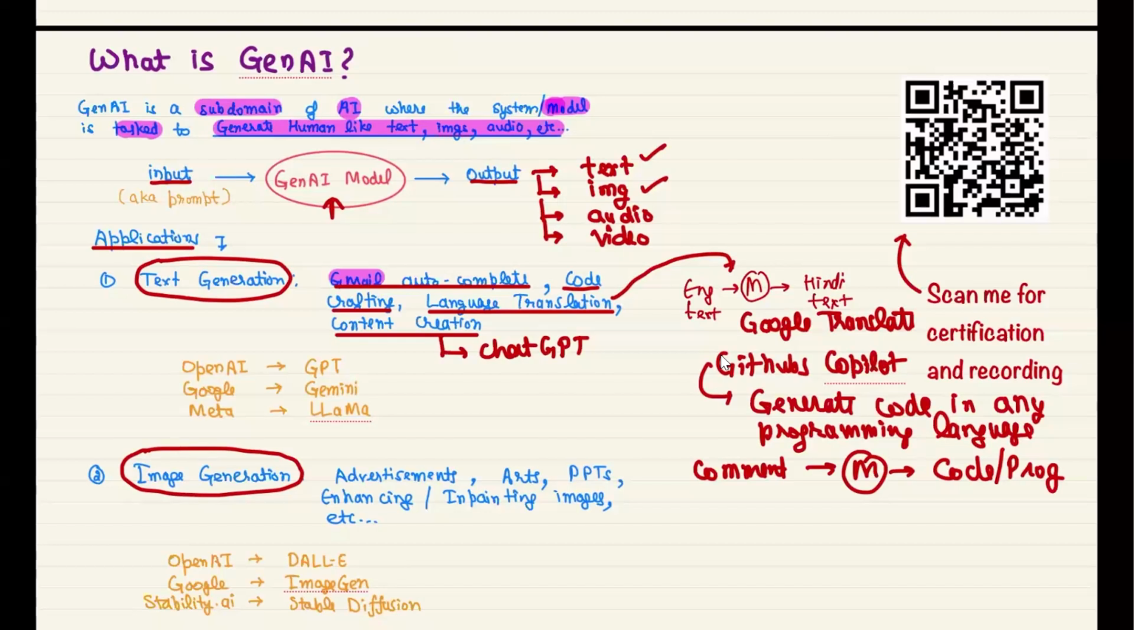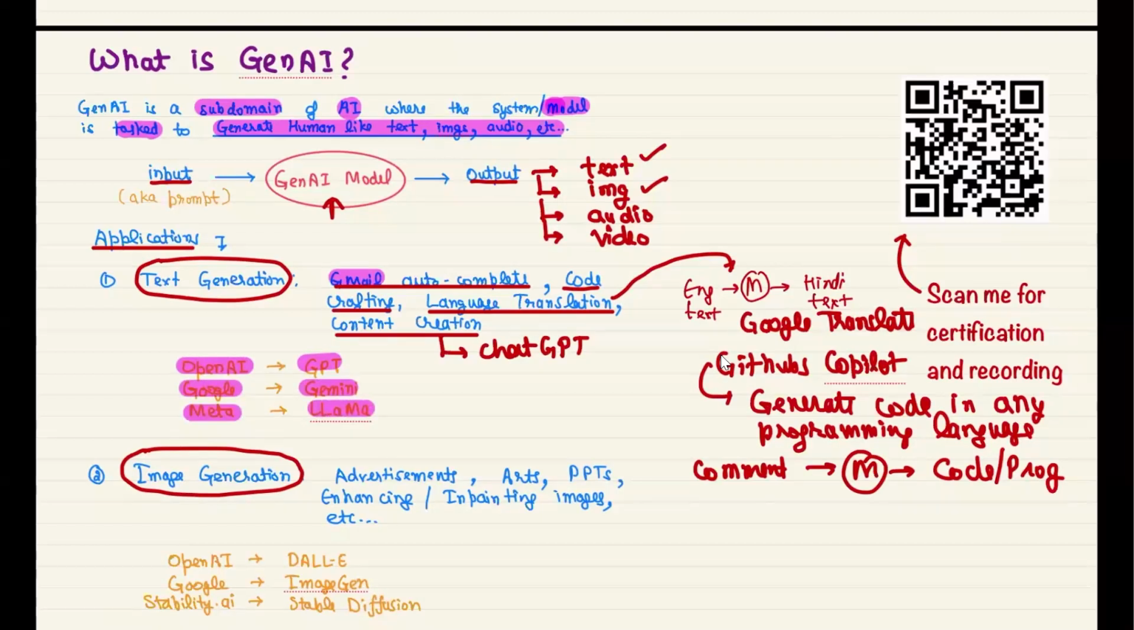Now, when you say GPT, can you tell me which company has created this model? Yes, the company name is OpenAI. Everybody knows about the OpenAI company, and this company has created a model called GPT. Gemini is created by a company called Google. Llama is created by a company called Meta.